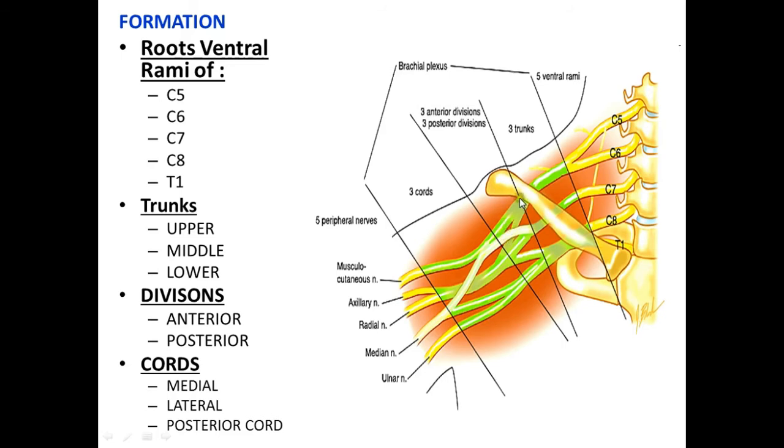In relation to the trunks, there are three of them, so obviously there will be three anterior divisions and three posterior divisions. From the divisions, the cords are formed by the union of these divisions, and the cords are arranged as medial, lateral and posterior cords.